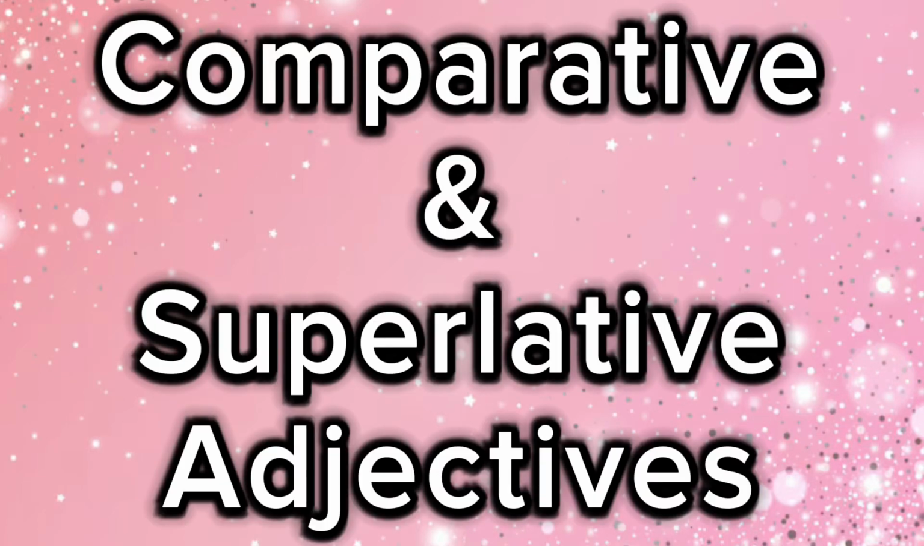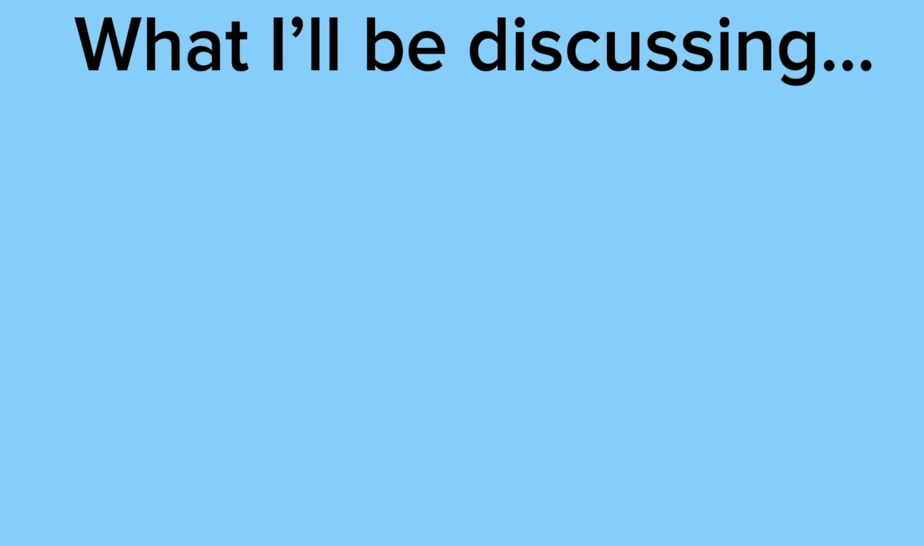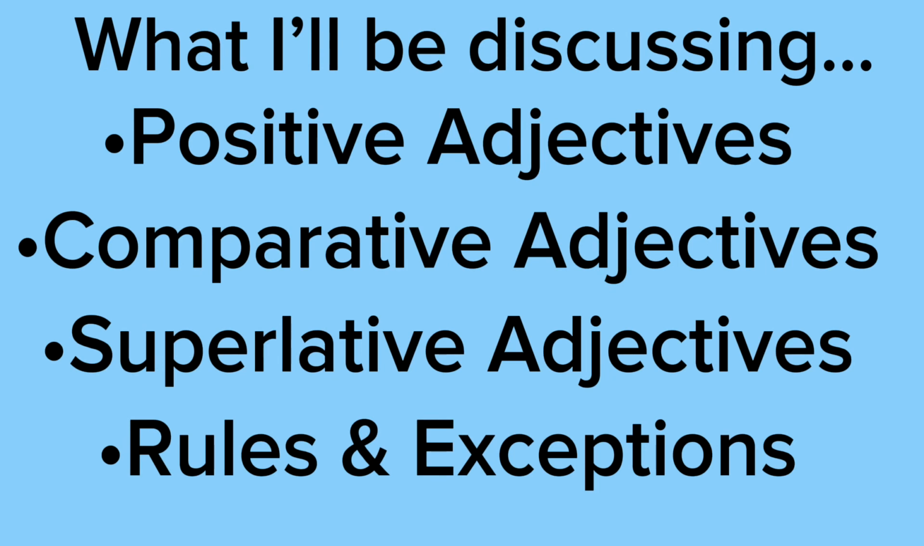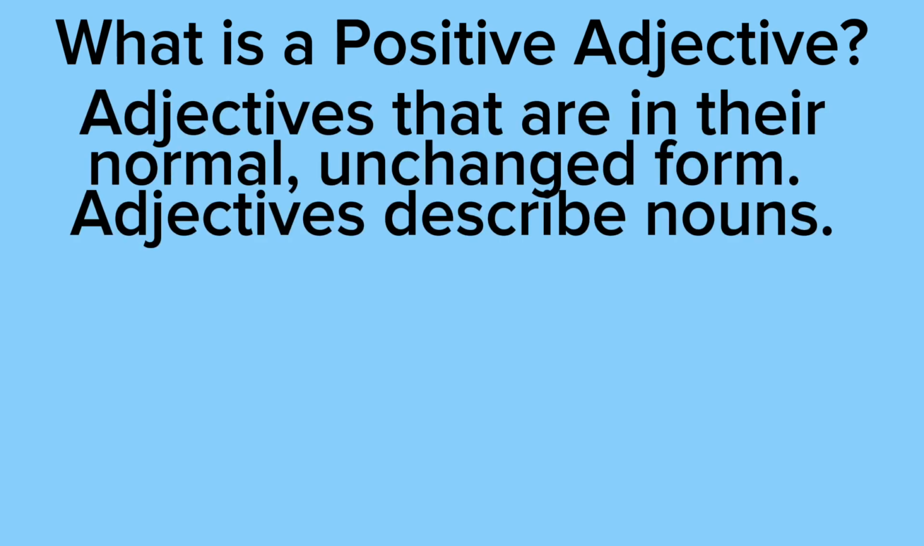In this video, I'll be talking about comparative and superlative adjectives. So here's what I'll be discussing: positive adjectives, comparative adjectives, superlative adjectives, and rules and exceptions. So when I was learning about comparative and superlative adjectives, I kept on hearing the term positive adjective, and I was like, what does that mean? And so it's basically just an adjective that's in its normal, unchanged form.